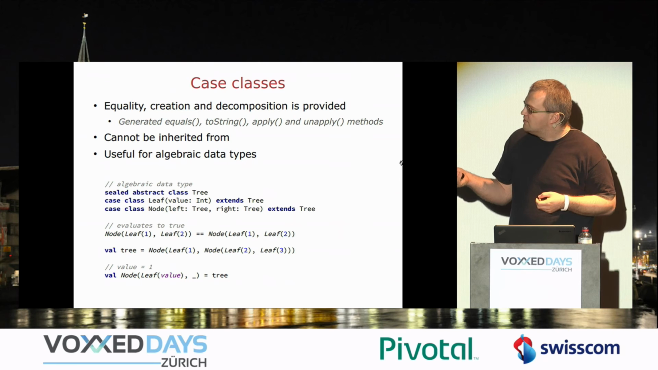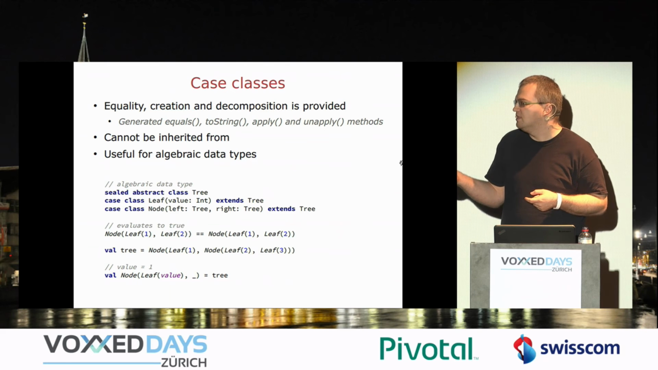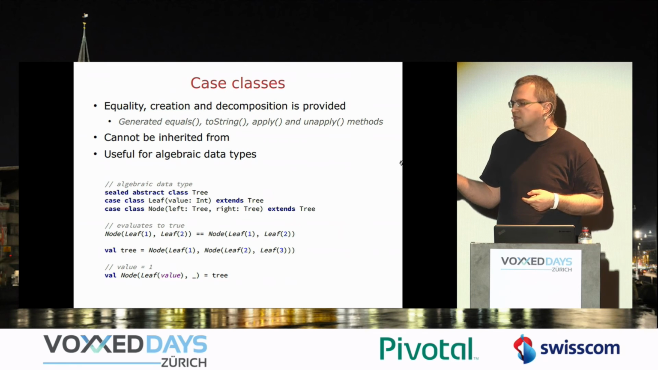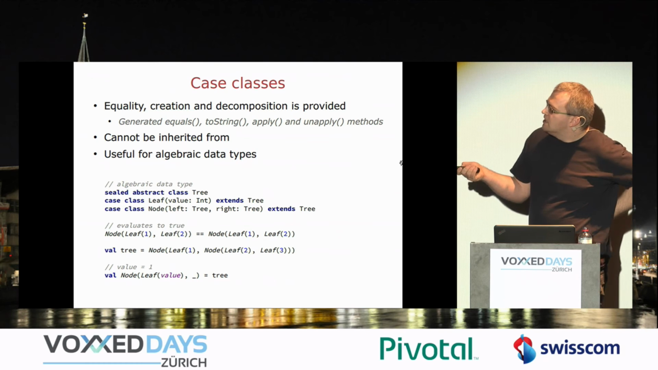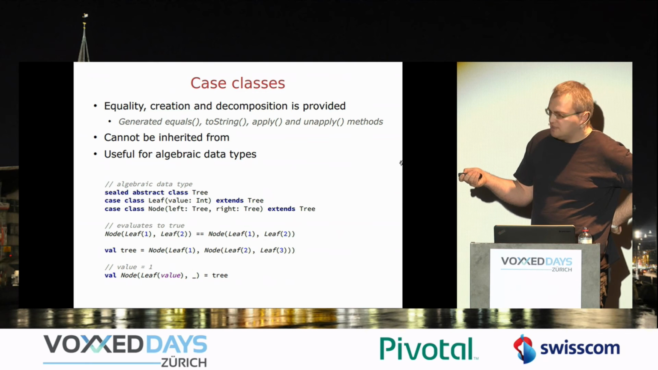So let's say we have 2 trees. They're the same. We can compare them. This will be the invocation of the equals method. Actually, this is also one difference, that this will actually invoke the equals method. This is not the comparing of the references. So those 2 trees will be the same.